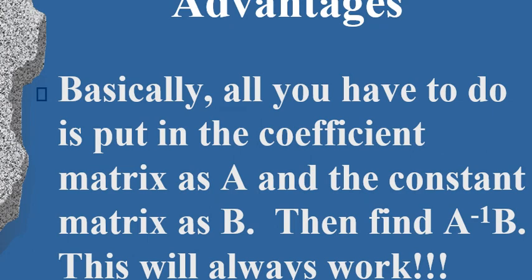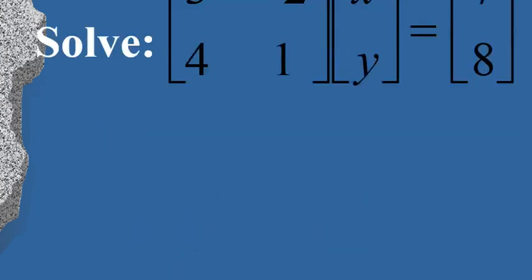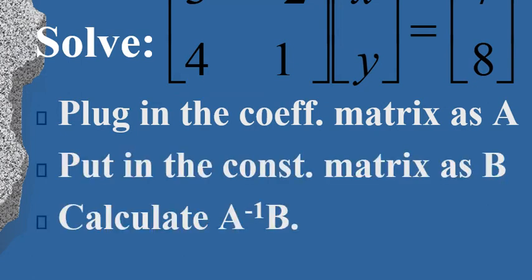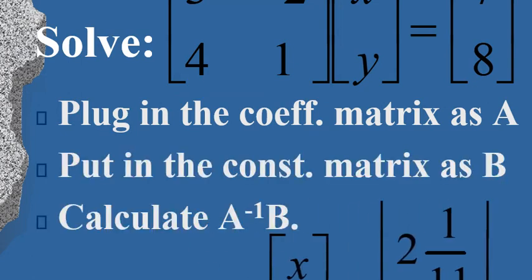Okay? Yes? Do you always have to put the -1? Yes, you always have to put the -1. Okay? So if we're solving this, we plug in the coefficient matrix as A, put in the constant matrix as B, and you'll get that as your answer. See, who wants to get 2 and 1/11 and -4/11 as their answer? You're going to think you did it wrong, right? But if you do it with matrices, you will get it right each time.